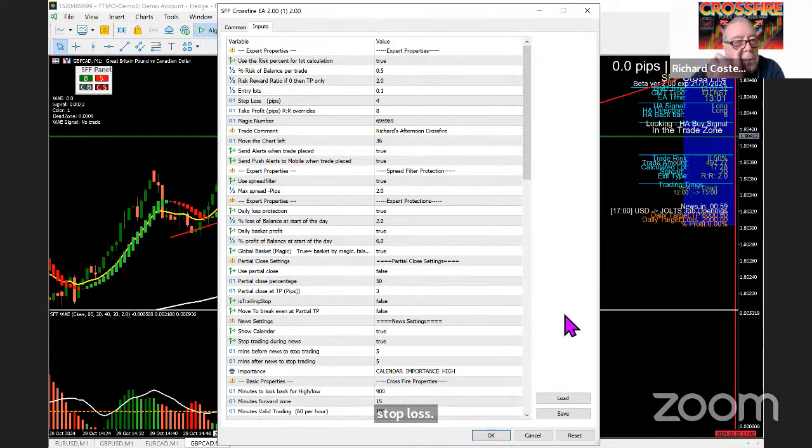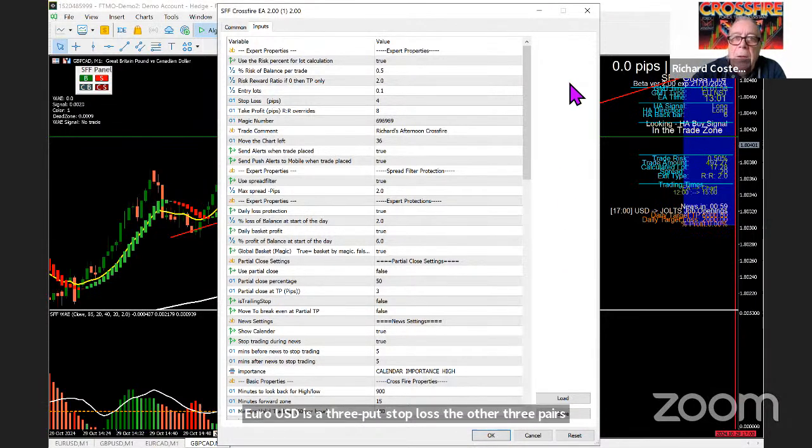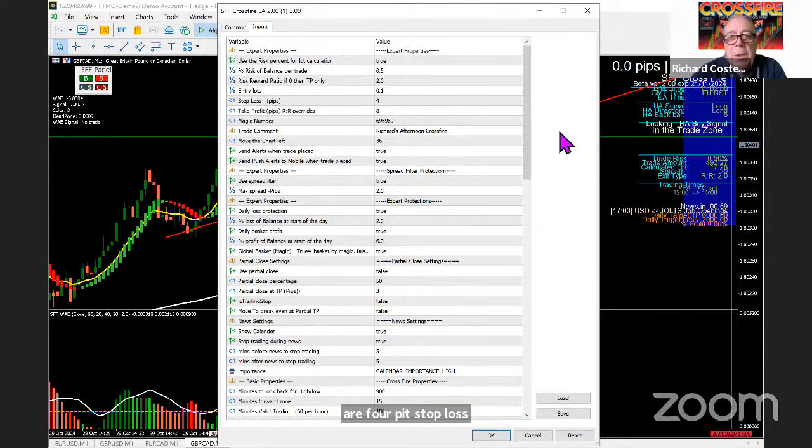So if I publish my set list later this afternoon, I'll publish it on the Euro USD, and I'll make it clear that Euro USD is the 3 pip stop loss. The other 3 pairs are 4 pip stop loss. And I'll do something similar for the morning session, which I'll have a look at now just to clarify.